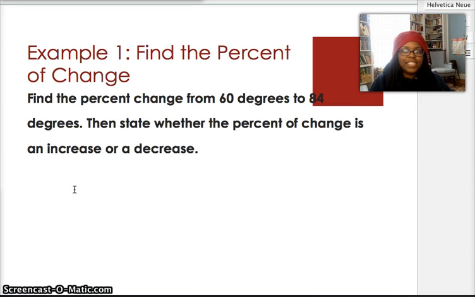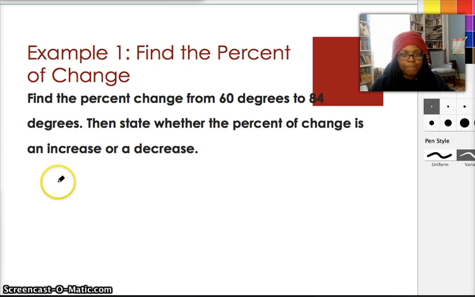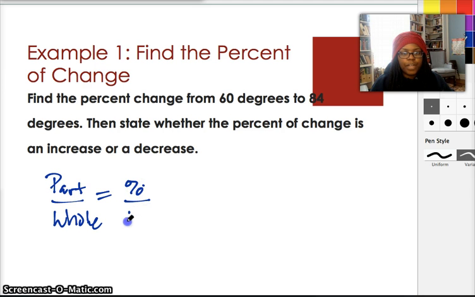All right, our first example, find the percent of change. So here we're going to find the percent of change from 60 degrees to 84 degrees. Then state whether the percent of change is an increase or decrease. For these types of problems, I really do like to use our percent proportion. So I'm going to start off with part over whole is equal to percent over 100. And the part that we're talking about is going to be the change.